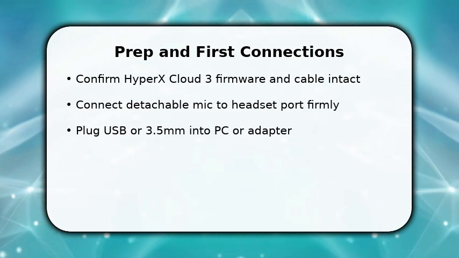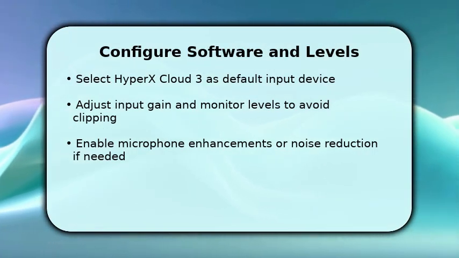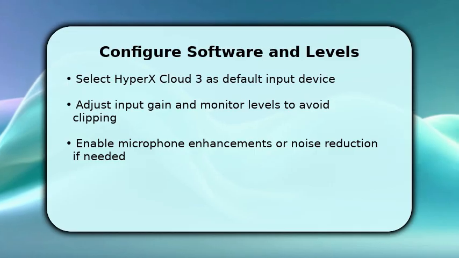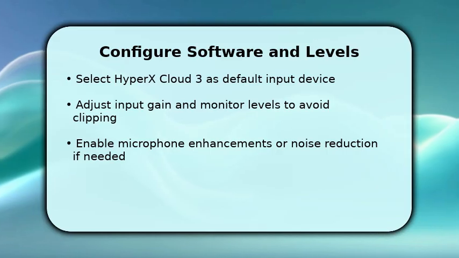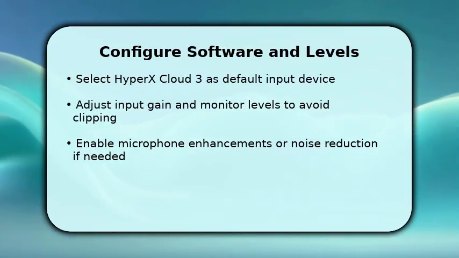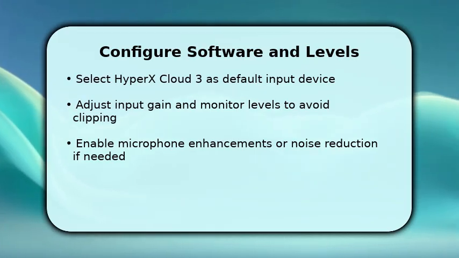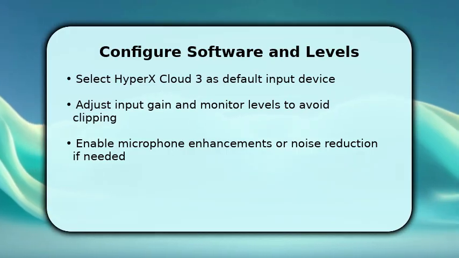Once you've selected HyperX Cloud 3 as the default input device in your OS, you'll balance gain so your voice is clear without clipping. You should speak at your usual volume while adjusting input level, because visual meters lie without realistic testing. Make use of software noise reduction or sidetone if available to hear yourself and reduce background noise, and toggle any virtual surround or EQ features only after confirming clean mic capture.